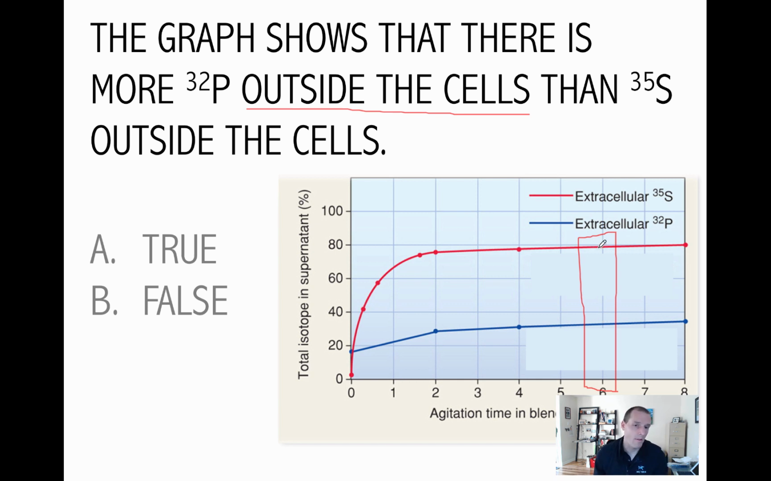So this isn't right, this is wrong. It's the other way around. There's more 35S outside the cells in red than there is 32P. Remember, supernatant is the stuff that's outside the cells, it's that fluid above them.